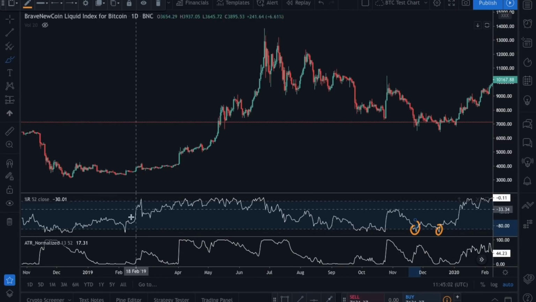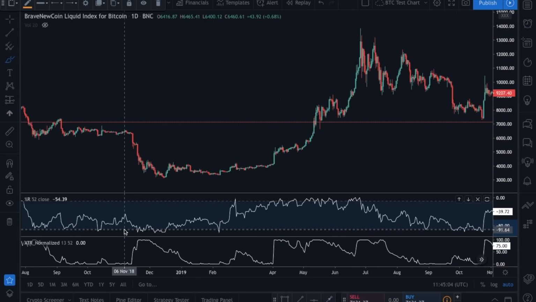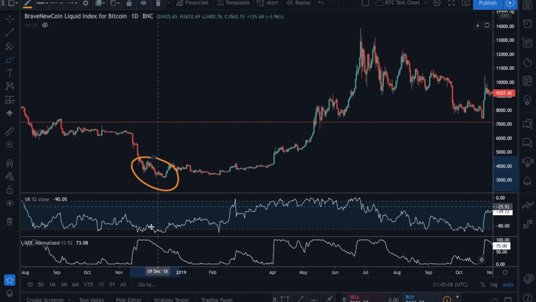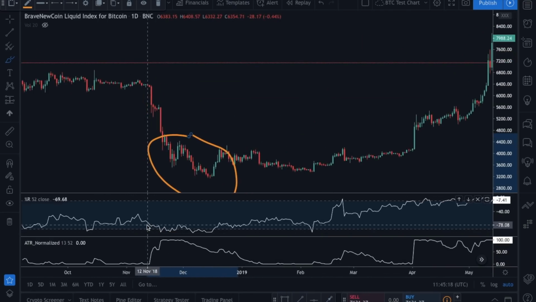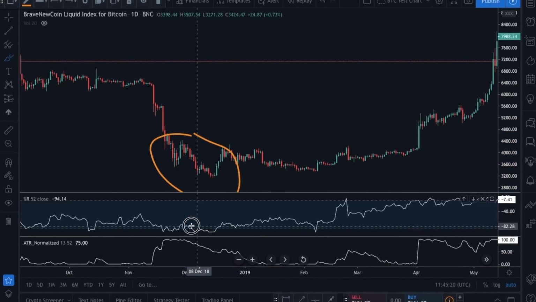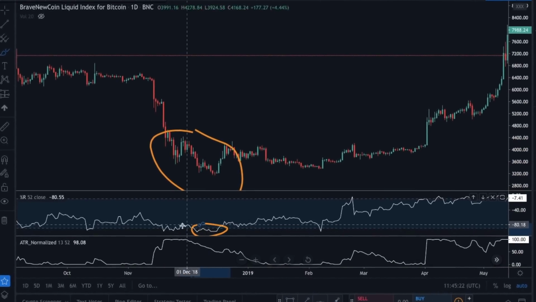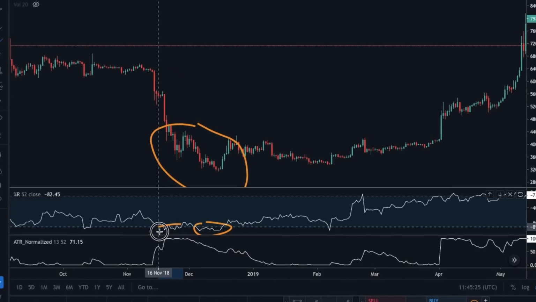We have no signal around this area, but if we look and focus around this area and look at the Williams %R, is it an oversold area? Let me make it bigger so that it's easier to understand. So here we can see we were oversold at this area. We were oversold at this area, right?